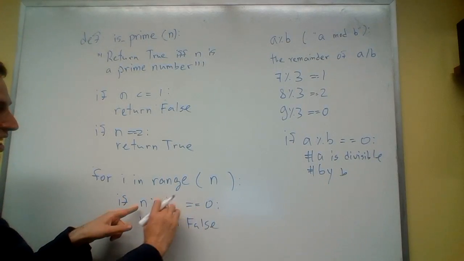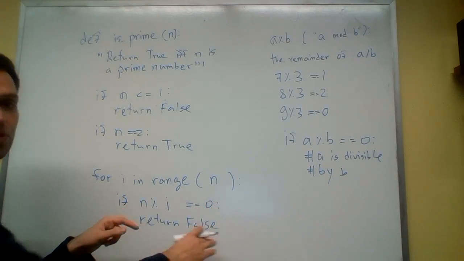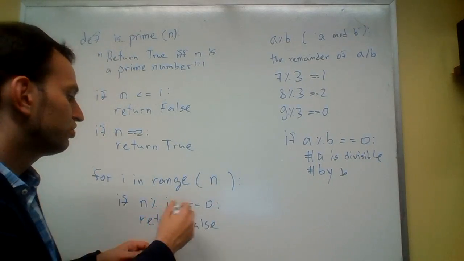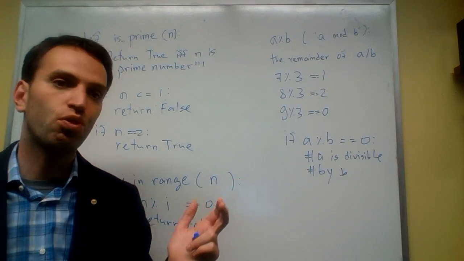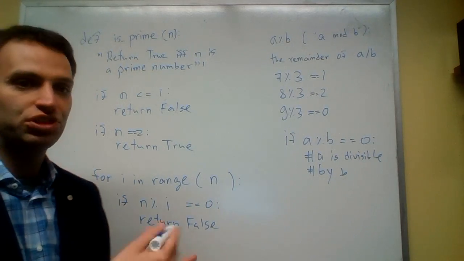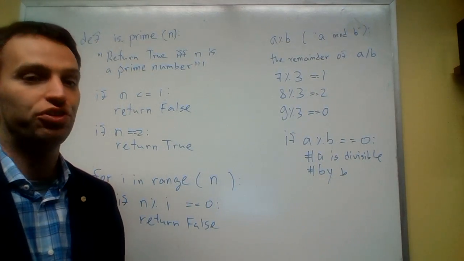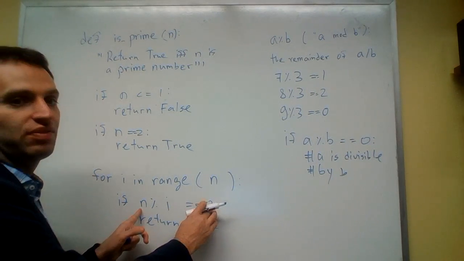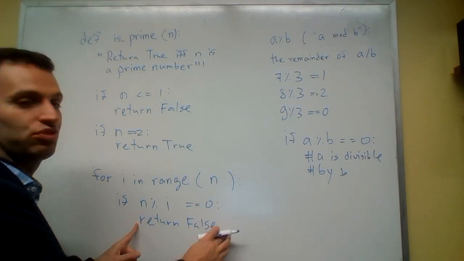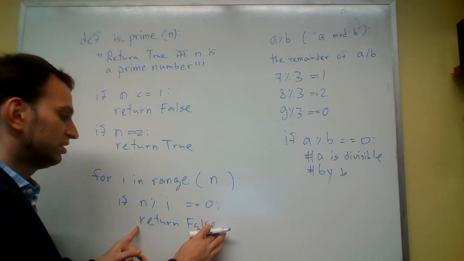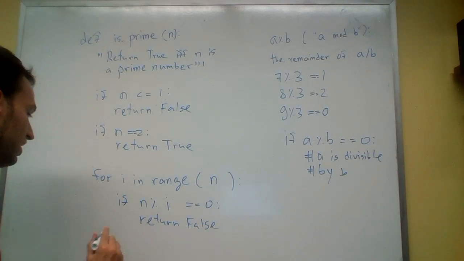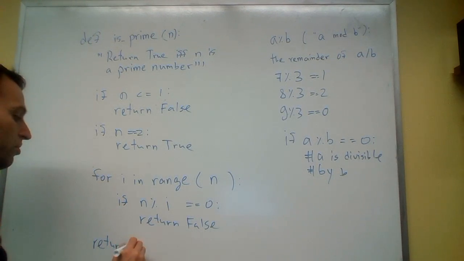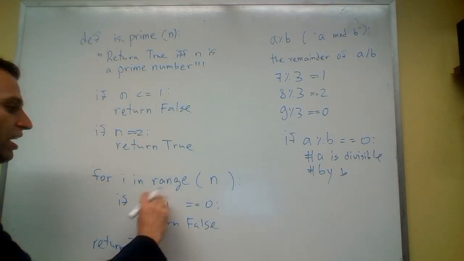If n mod i is not equal to 0, the function is going to keep trying other i's, because it tries i equals 0, i equals 1, i equals 2, 3, 4, and so on. So it might return false eventually, potentially at the end. It might not. It might be that this is never true, in which case you'll never return false because you'll never reach this statement. So for that case, you need to return true, at the end, after you've tried all the i's.